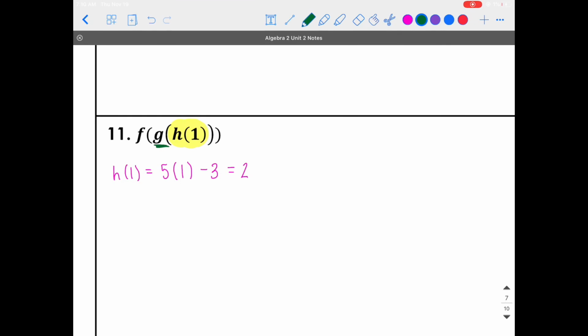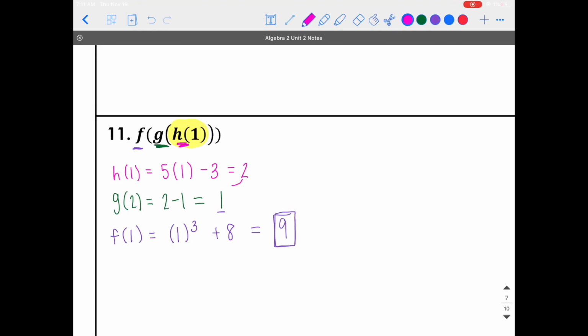Then I'm going to move to the next one. I'm working inside out. So g would be the next one inside. So g of 2. That would be 2 minus 1, which is 1. So I started with h. Then I went to g. Now I'm going to go to f. F, and I'm using 1. F of 1, because that was the answer from my last problem. F of 1 would be 1 cubed plus 8, which is 9.